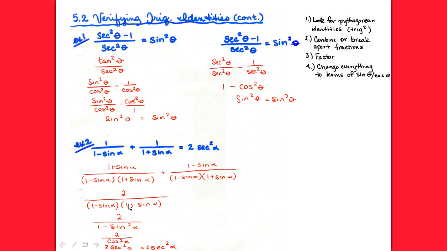How in the world would that be cosine squared? Well, cosine squared is 1 minus sine squared. Oh, if I FOIL that together, it's 1 minus sine squared. So sometimes being able to see where you're going can give you a clue of how to get there.